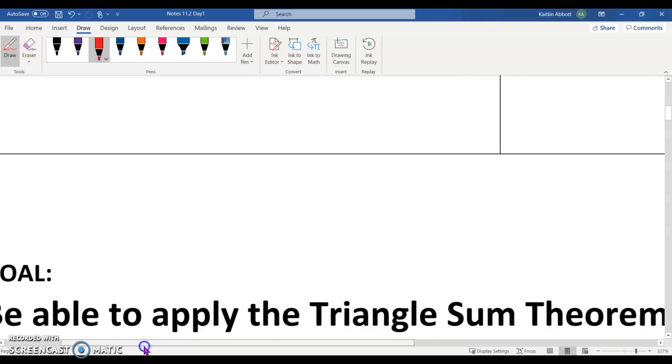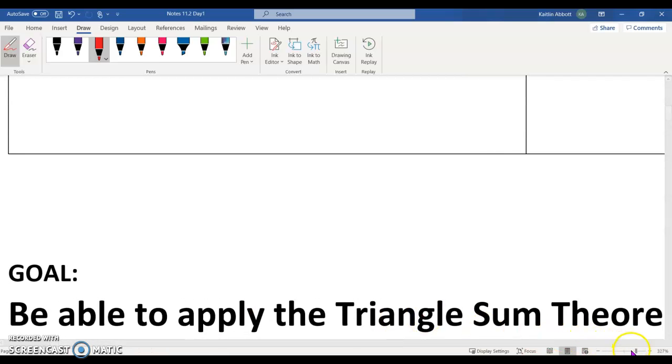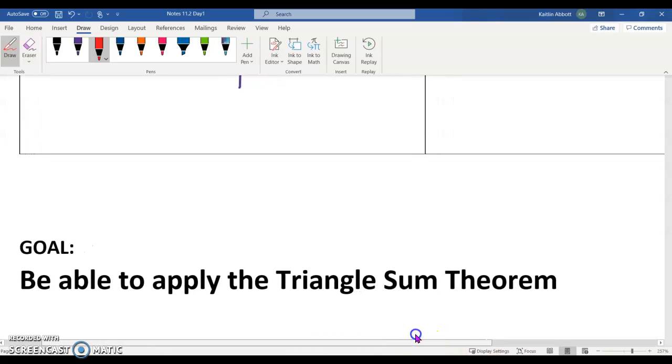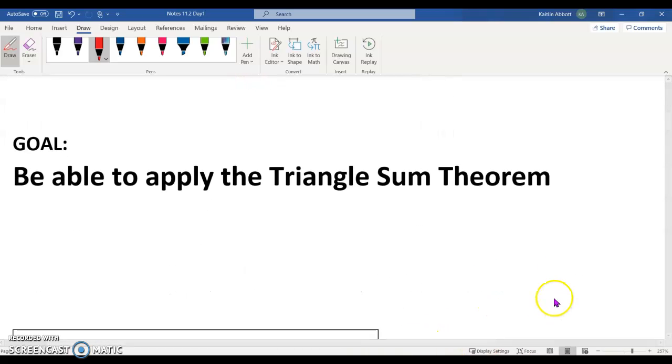All right, today we are doing something a little new. You should have done this last year in 7th grade. We're going to add a little more difficulty to it in 8th grade. So you're going to be able to apply the triangle sum theorem. A theorem in math is a math fact that has been proven many times in many different ways, to the point where it always works, it always happens, and so it's just a fact. Just like humans need to breathe oxygen, it's a fact. You don't question it, it's a fact.